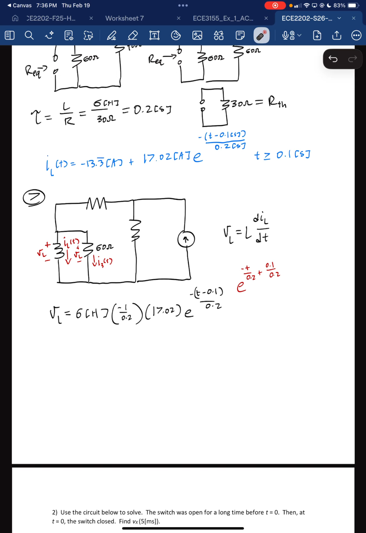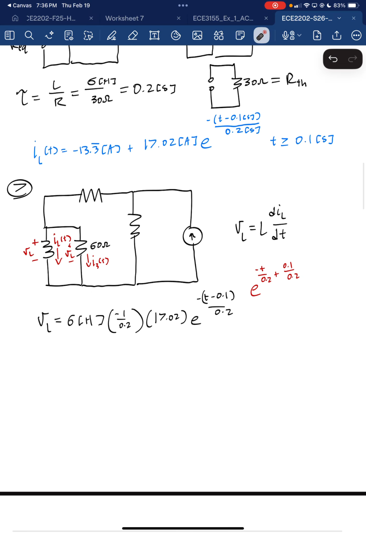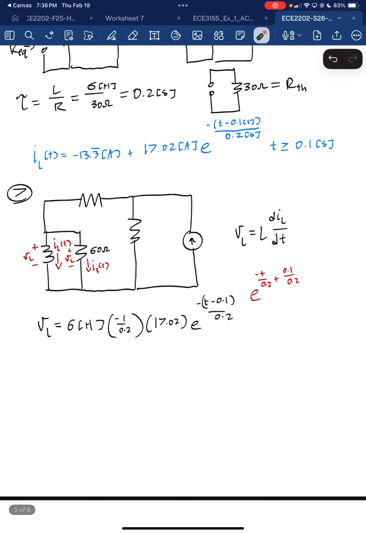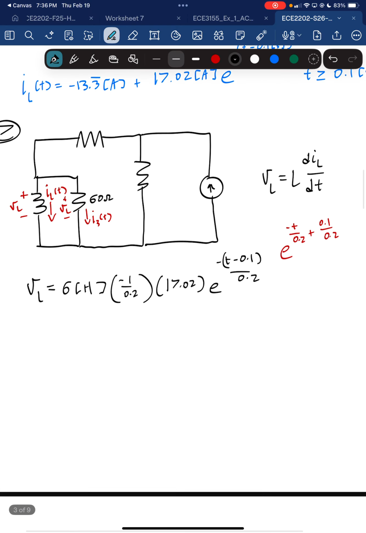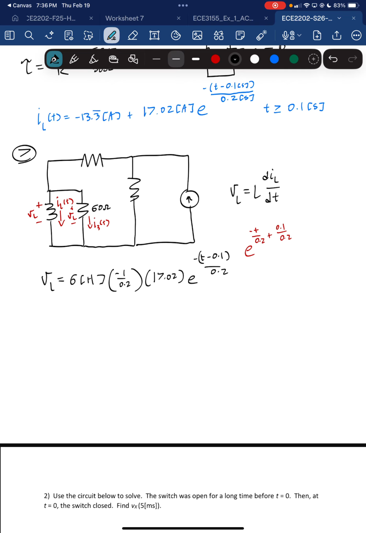So all I did there is I took this relationship, L dIL over dt, and plugged in L, and then I took the derivative of IL of t. So this went to 0. We keep the 17.02 in there, and we take the derivative of the exponent of the exponential, and the derivative of this is negative 1 over 0.2. Again, your calculator can do this, so try not to get too bogged down in the weeds of that. But that's what you're left with.